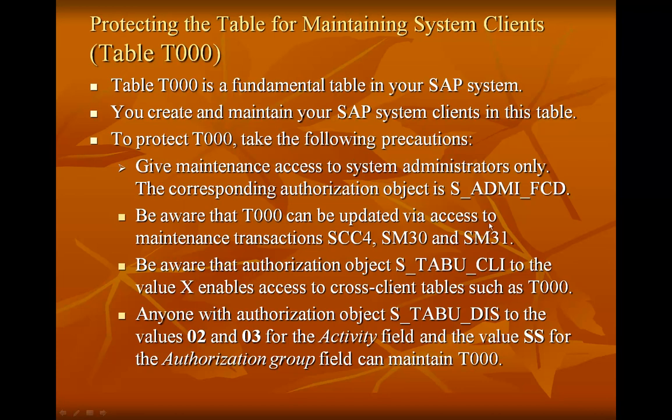Whoever has access to this object with the value T000, those people can maintain this table, which means they can modify the table's client settings, which are important. The table T000 can be updated via the maintenance transaction SCC4, which is a basis transaction code.